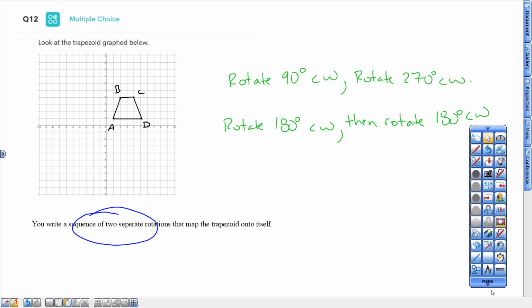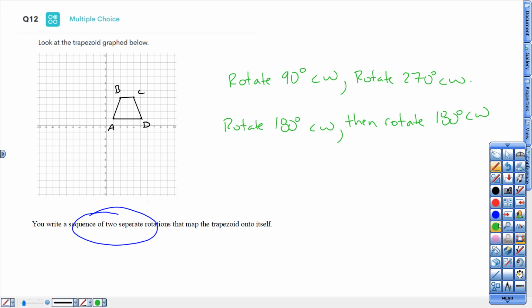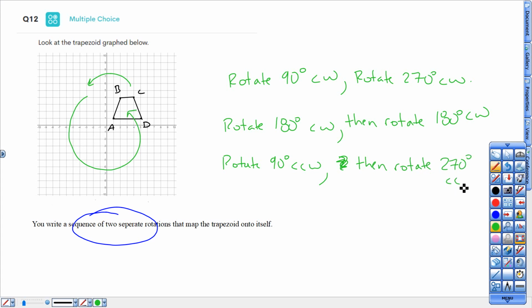I could go 90 degrees counterclockwise. As long as from there, I then did another 270. Oops. Then rotate 270 counterclockwise. Those would all be typical of trying to map it back by itself just by rotating it here.